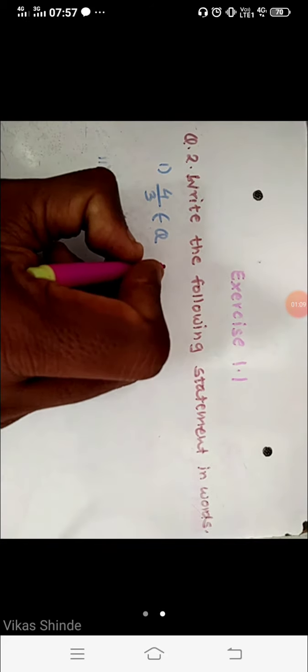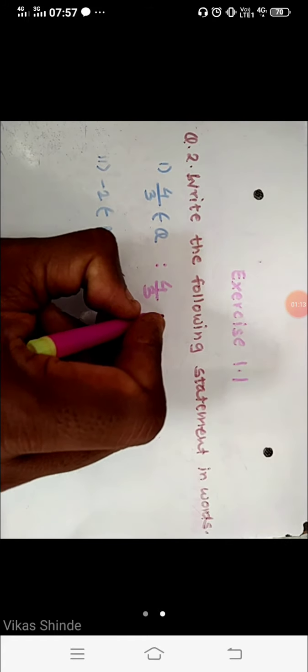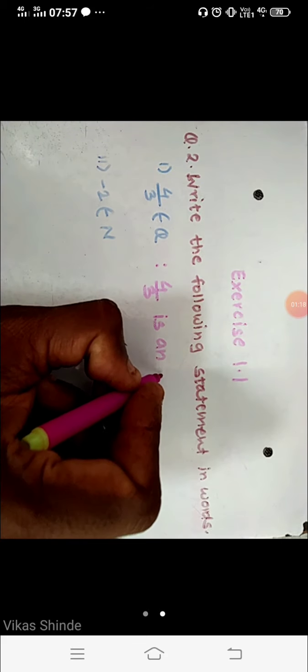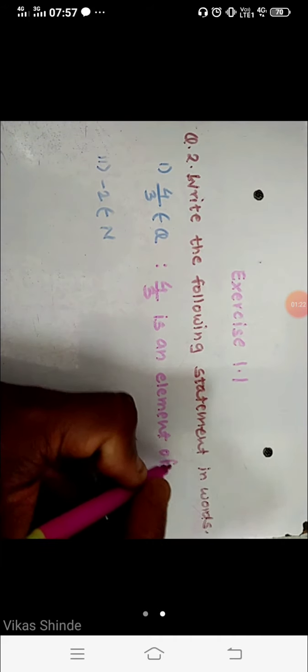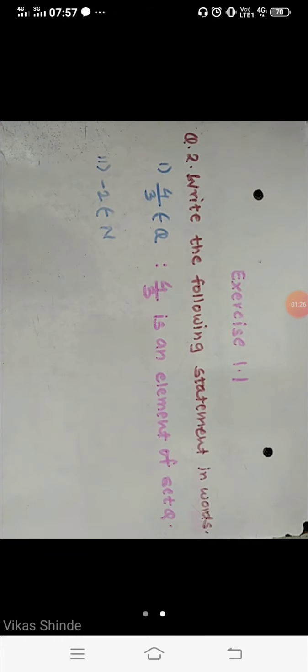We have to write our statement this way. 4 upon 3 is an element of set Q. Is an element of set Q. Now, second one, another example here.